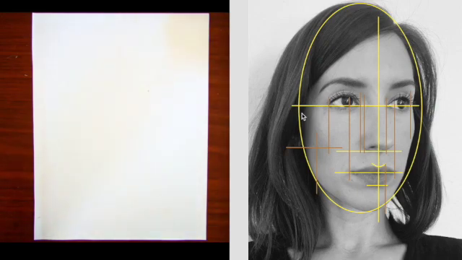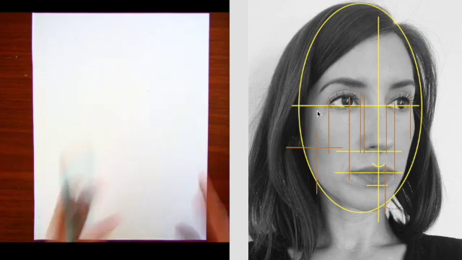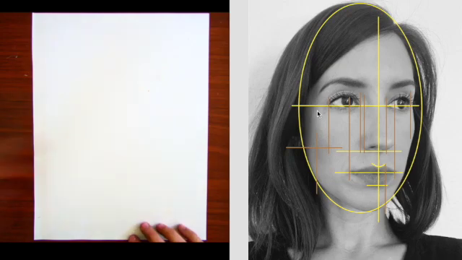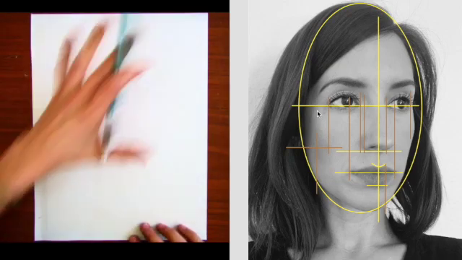I also have my photo here pulled up next to me. Again, if you have your printed photo, make sure you have that out next to you as well. So essentially what we're going to do is transfer the image that we mapped into a drawing on our paper. So the first thing I'm going to want to do is start with the entire shape of the head.